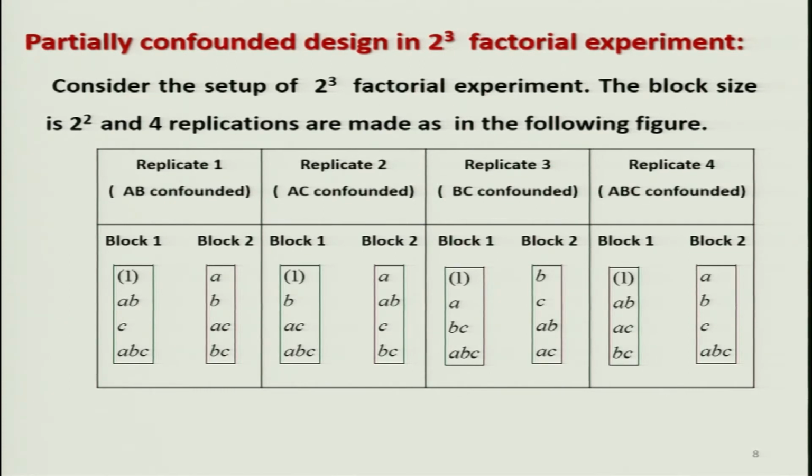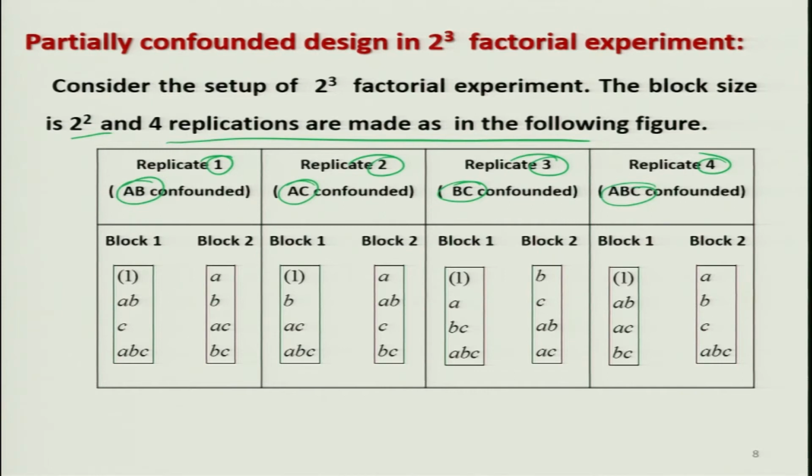So, we consider here the setup of a 2^q factorial experiment, where the block size is 2^(q-1) and 4 replications are made as in this figure. We have replicate 1, replicate 2, replicate 3, replicate 4, just like in the earlier case we had only 3 replicates. We have a confounded AB interaction effect in replicate 1, AC in replicate 2, BC in replicate 3, and ABC in replicate 4.